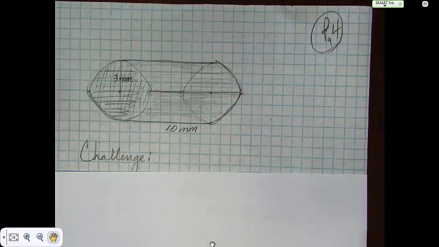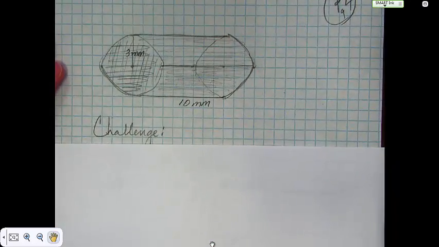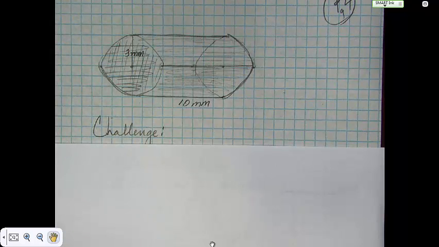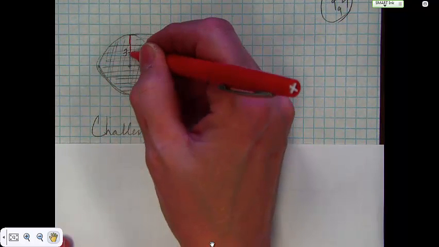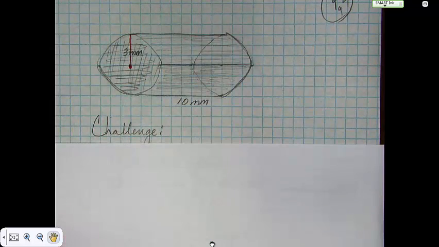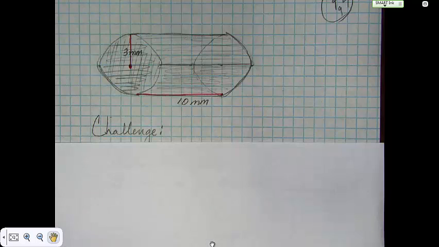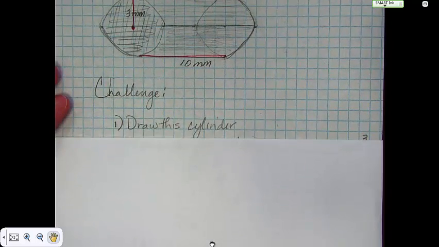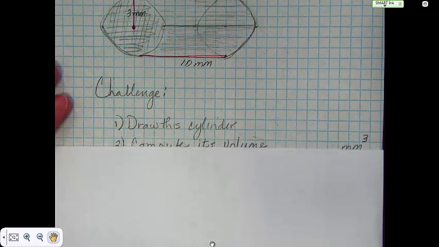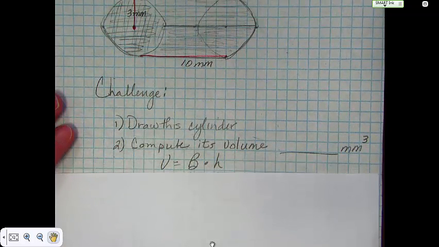Last thing we are going to do is I'm going to show you a challenge problem. And the challenge problem is a cylinder. You are given 3 millimeters as the radius, and your given height is 10 millimeters. That's all you're given, and that's enough. You need to draw the cylinder on your paper. You need to compute its volume.